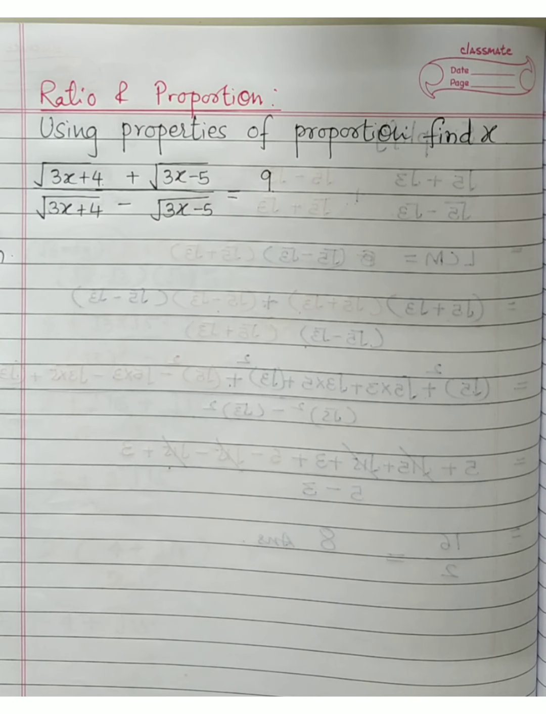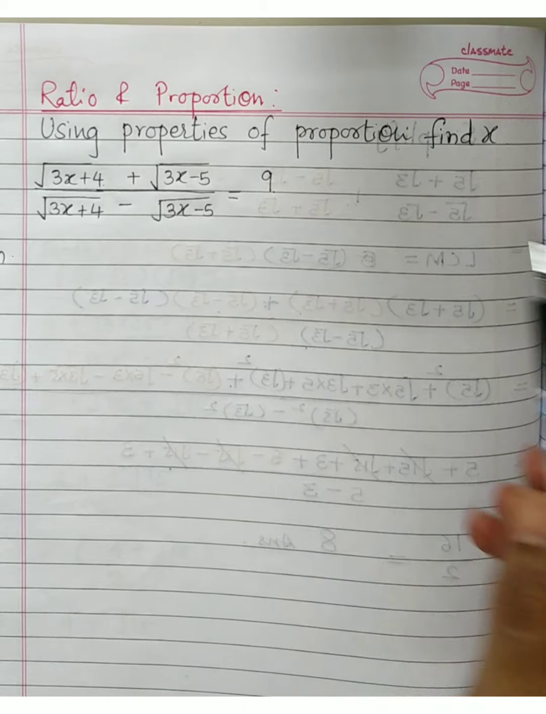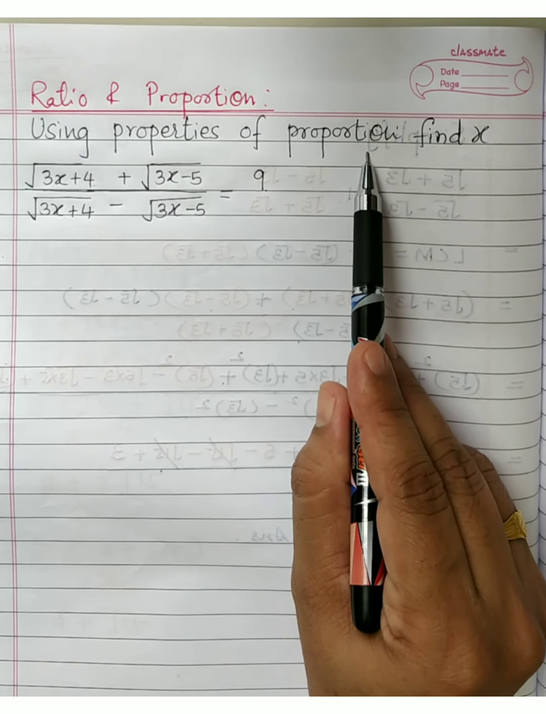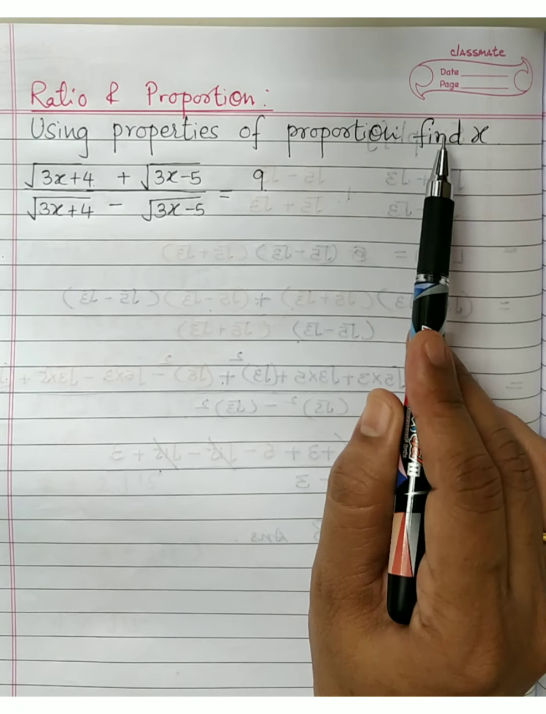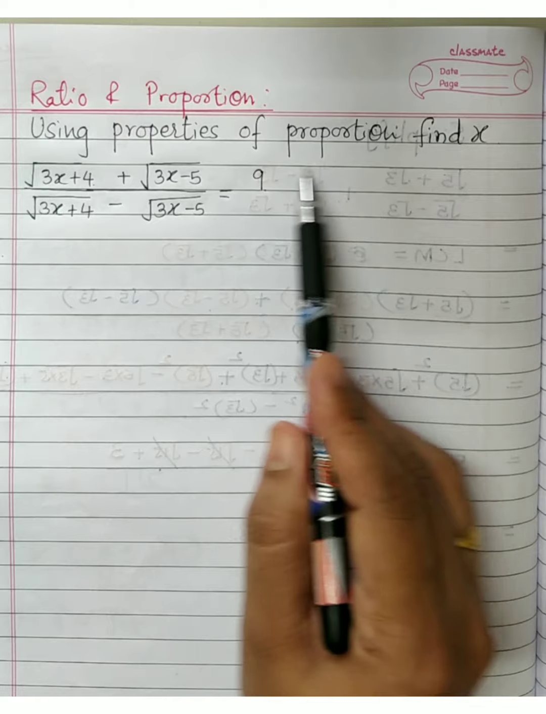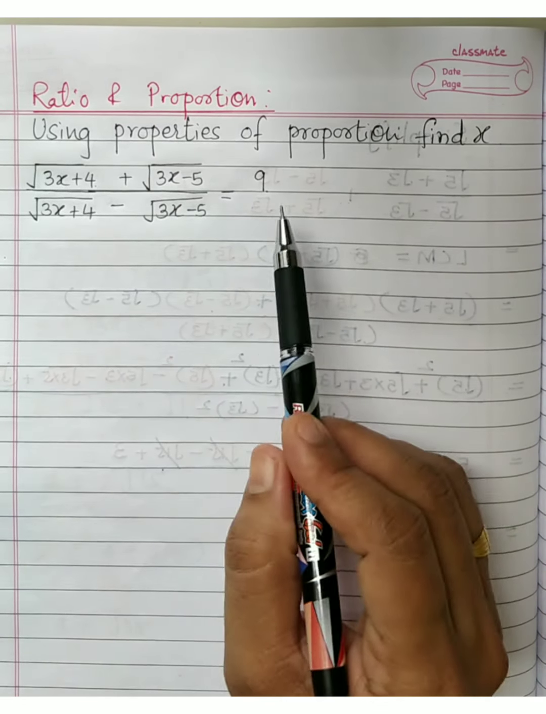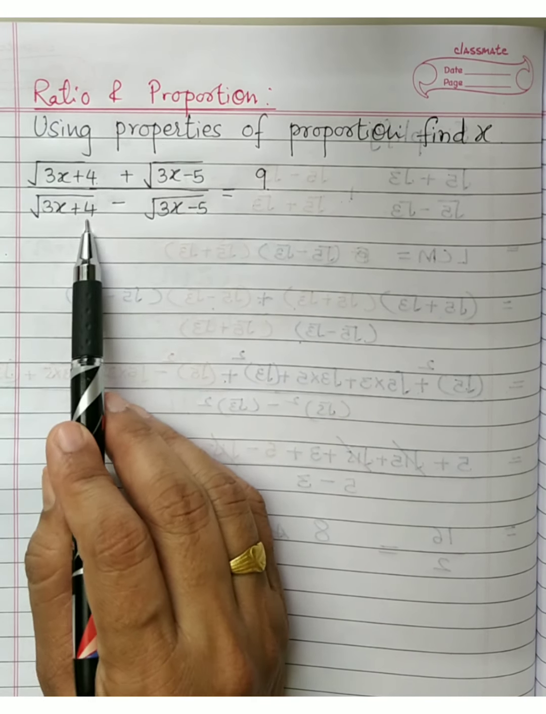Hello children, let's continue studying ratio and proportion. See today's first problem, using properties of proportion. That means compulsorily we need to use the properties of proportion. Find x. So this is a kind of equation, and using componendo, dividendo, whatsoever is applicable, you need to find x.